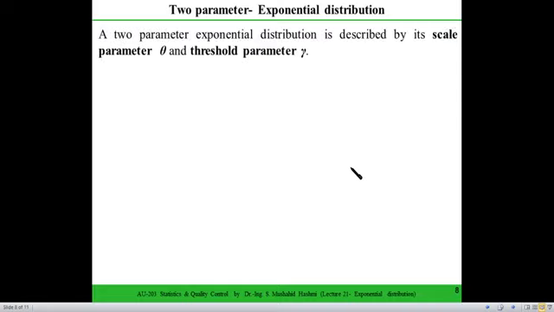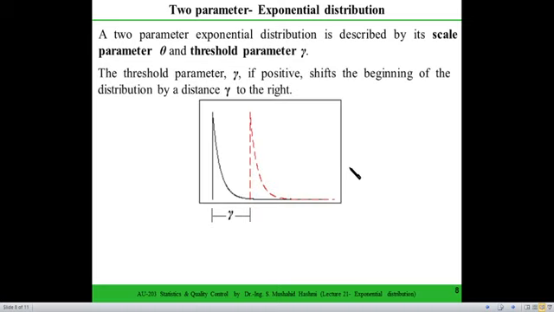Okay, there is a 2-parameter exponential distribution. As you know, theta is an average value which is representing different shapes. So different values of theta represent different shapes. And there is a threshold parameter, which is actually a location parameter. For example, if we have this distribution and gamma is that value by which it is shifted to the right, that is called the threshold parameter. If the value of gamma is positive, obviously we are shifting it to the right, and if it is negative, then it is shifting to the left. So it is just a location parameter, whereas theta is a shape or scale parameter, because different values of theta would result in a different shape of the probability density function.